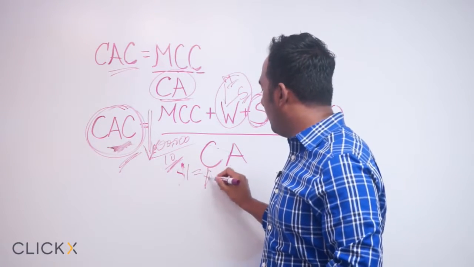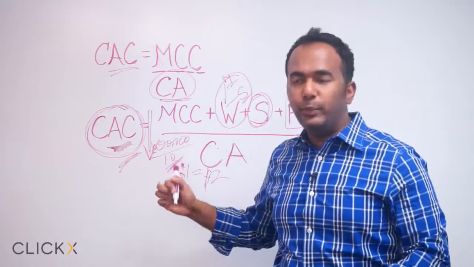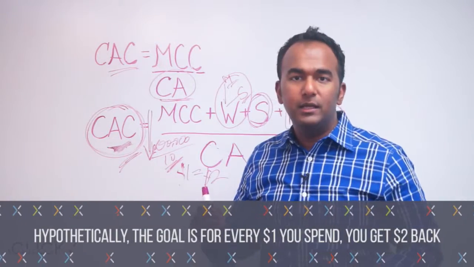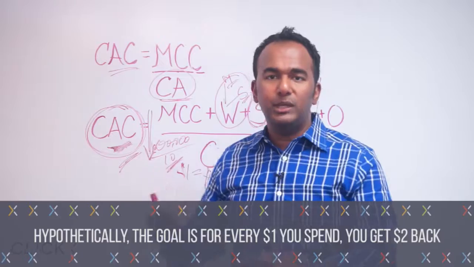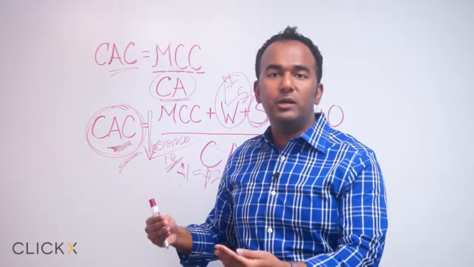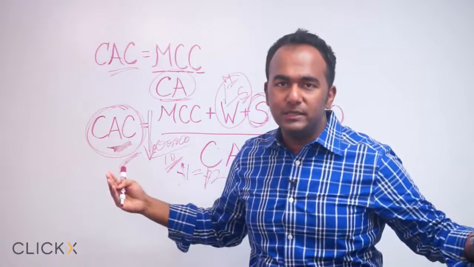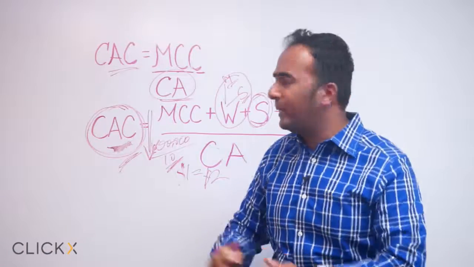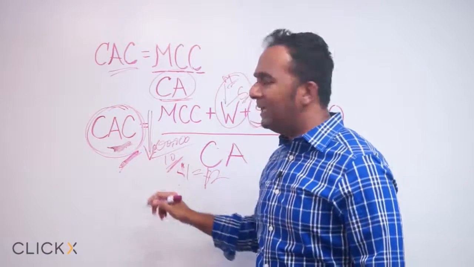This is a hypothetical math, folks. It's not exact. But the idea is that for every dollar that you put in, you're going to get $2 back. So if you put 10,000 in, you're going to get 20,000 back. If you put 100,000, you're going to get 200,000 back. Who wouldn't want that business? That's the goal here, but at the end of the day, in your reality, it's not that easy.